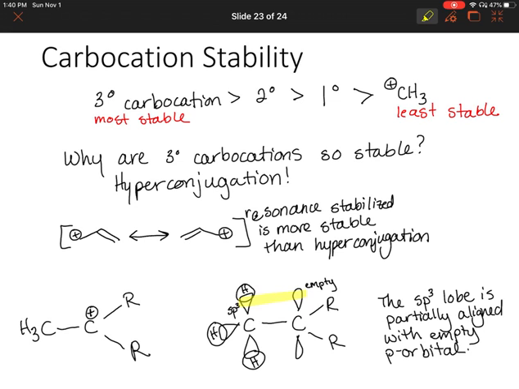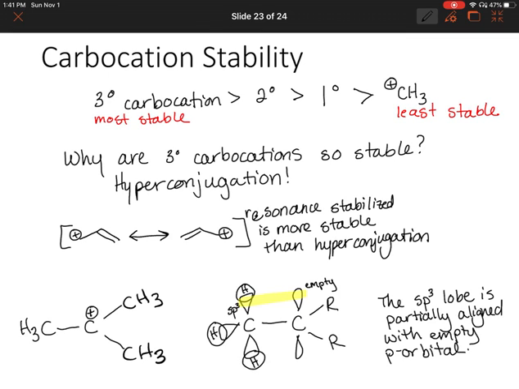Now you can also imagine, let's say that these R groups are other methyl groups, for instance. Now those will also have their own stabilizing interactions with the positive charge or the empty p orbital on the central carbon. So not only do we have hyperconjugation with the carbon to the left, but there's hyperconjugation with the carbons on the right as well.